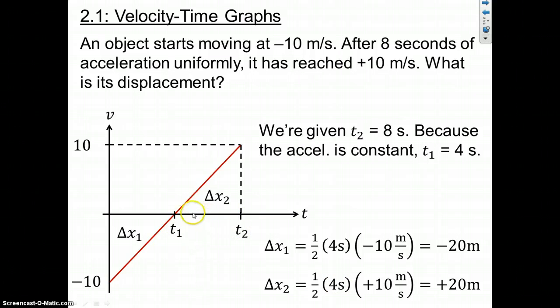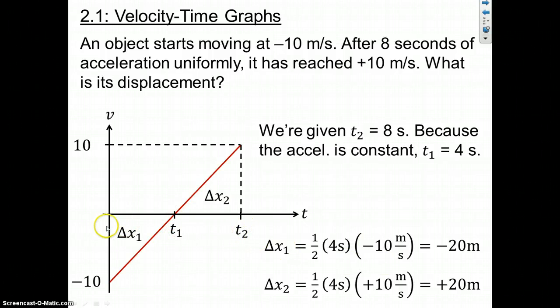So you plug in 4 for the base. The height of this triangle is from 0 to 10, positive 10. Before it was 0 to negative 10. Now it's positive 10 as the height, so we plug it in. We include our units, and we get positive 20. So that gives us the displacement for the first segment, the first 4 seconds. And delta x2, this second equation, gives us the displacement for the last 4 seconds, from t equals 4 seconds to t equals 8 seconds.